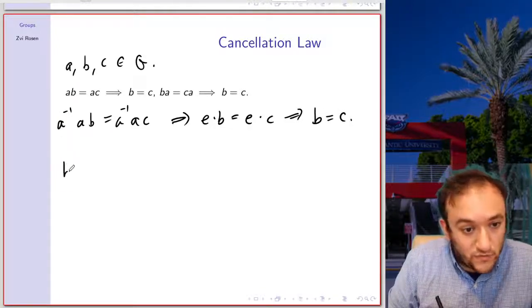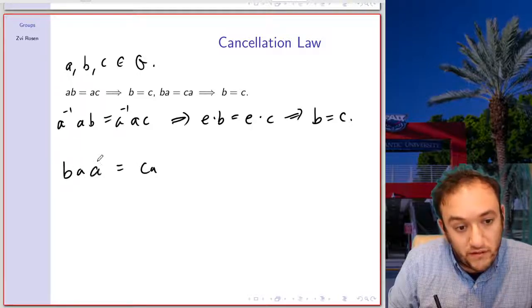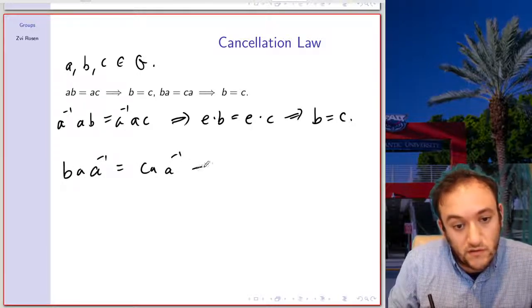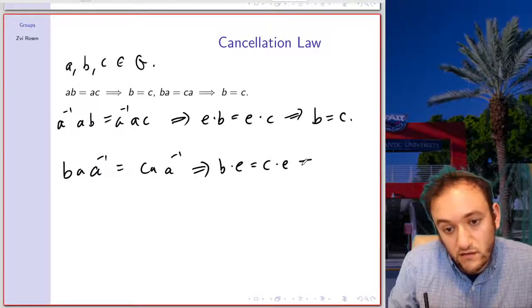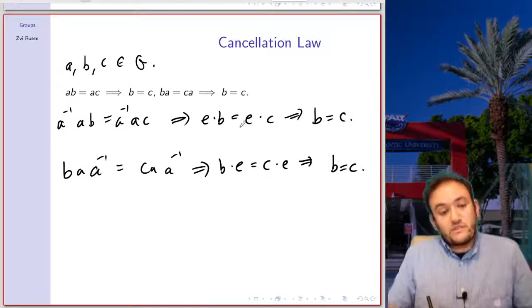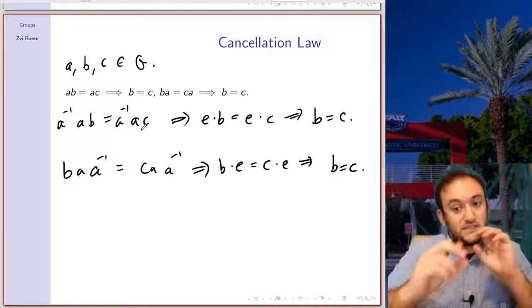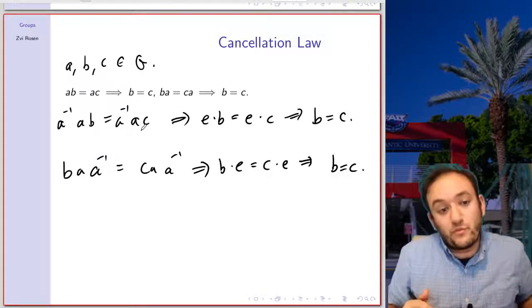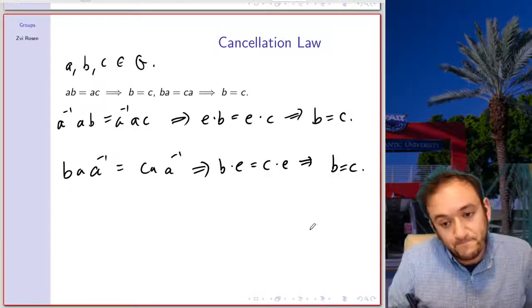And the same holds for BA equals CA. You can multiply on the right by A inverse. And that tells us that BE equals CE, which means B equals C. Okay? So whenever you see an equation like this, where you have the same group element on the same side, you can pull it off without affecting the truth of the equality. And this is a cancellation law.